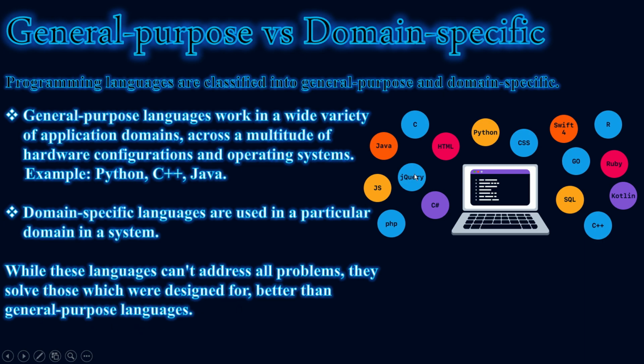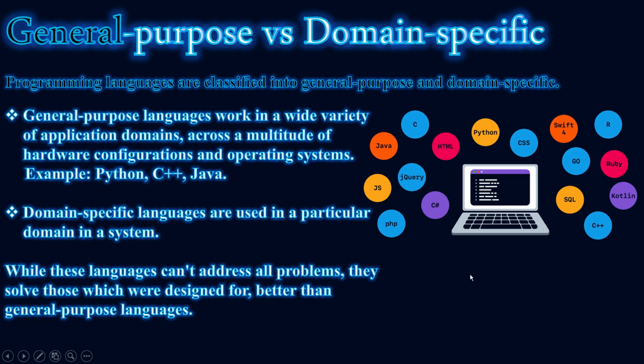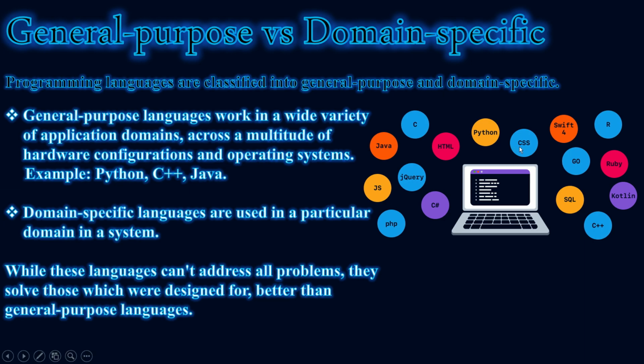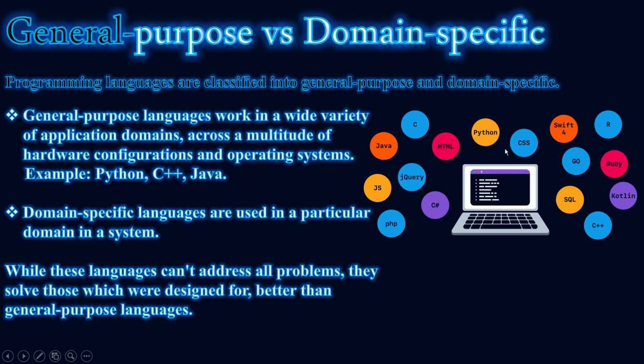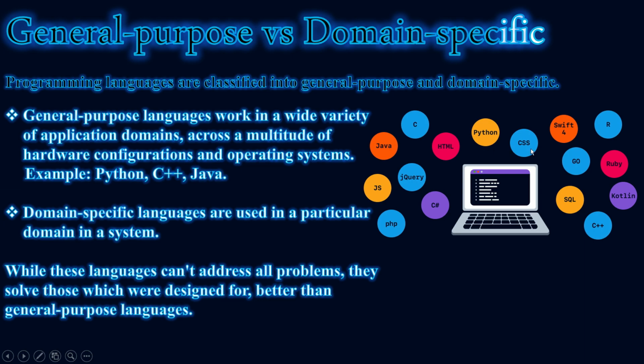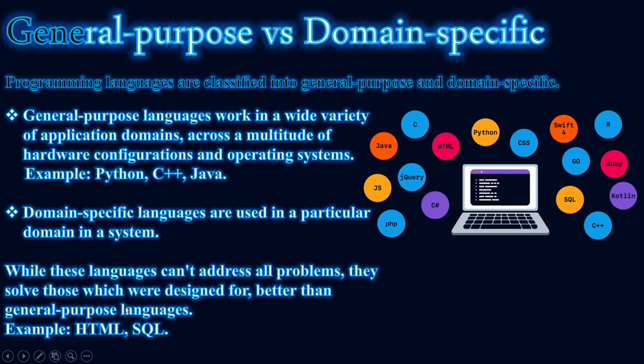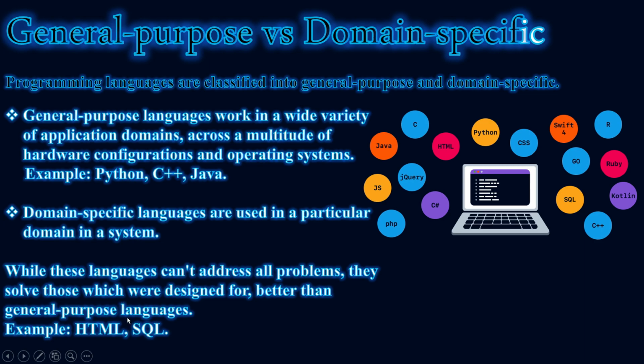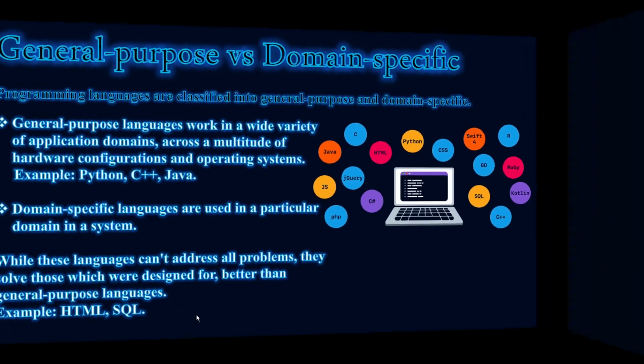It means that HTML and CSS are much better for web development than Python, which means that although we can develop a web with Python, it is much easier, faster and better to develop a web with HTML and CSS. So these 2 languages are specifically designed for developing the web. So for example, HTML and SQL are domain specific programming languages.